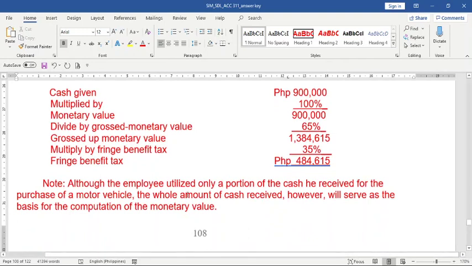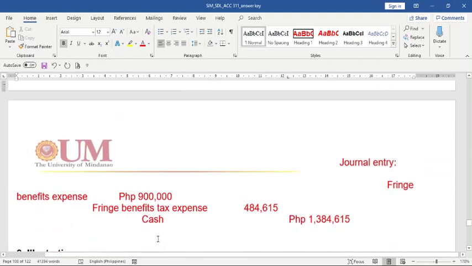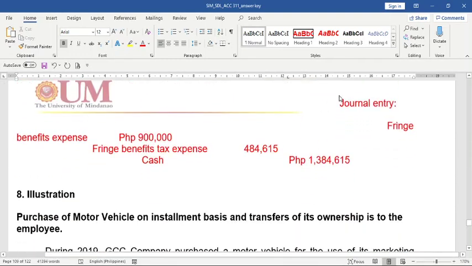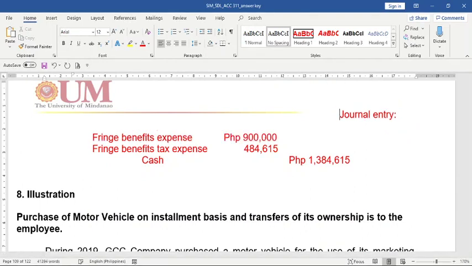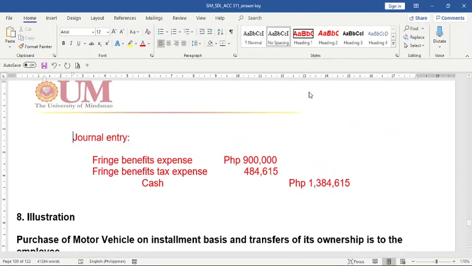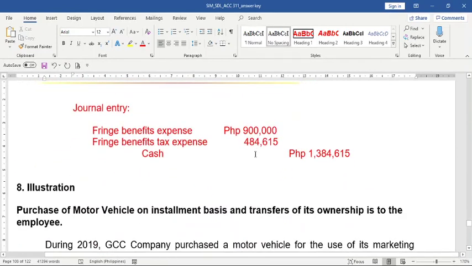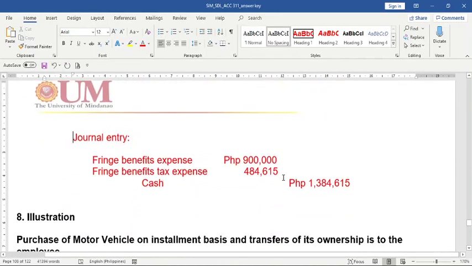There's a note here. Although the employee utilized only a portion of the cash he received for the purchase of the motor vehicle, the whole amount of cash received will serve as the basis for the computation of the monetary value, because that is what he received. So, our entry: fringe benefit expense, 900,000. Our tax is 484,615. And cash out, 1,384,615, which is the cash given to the employee, 900,000, and what was paid to the BIR.